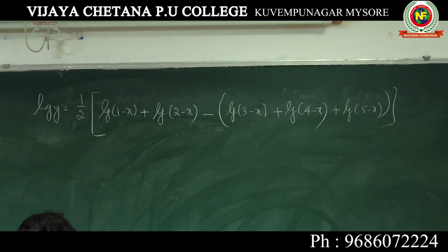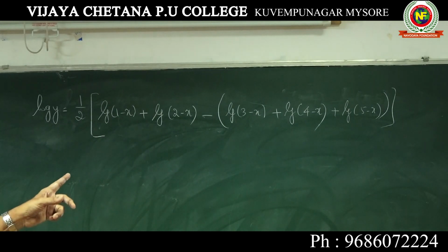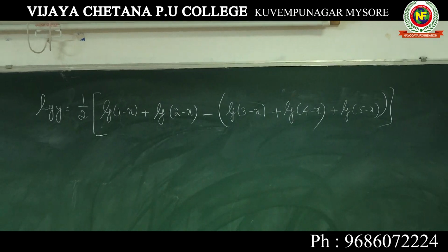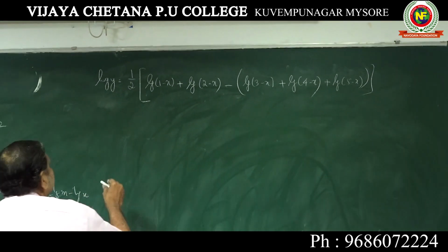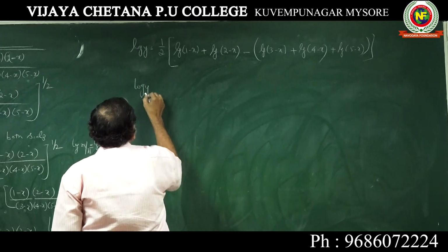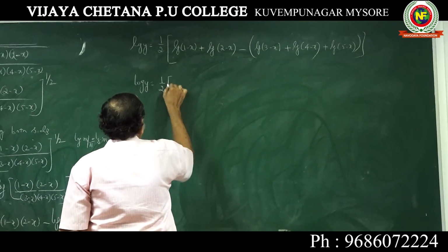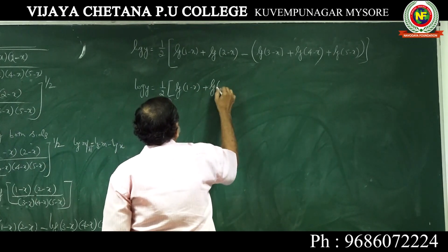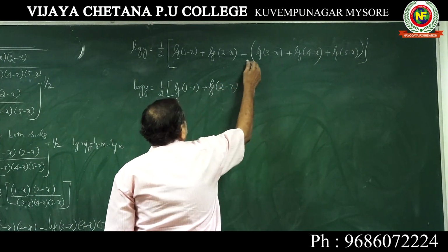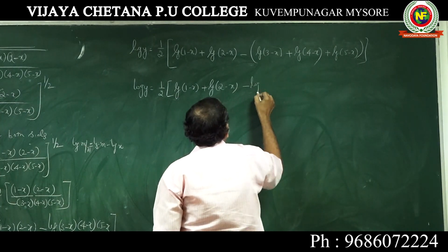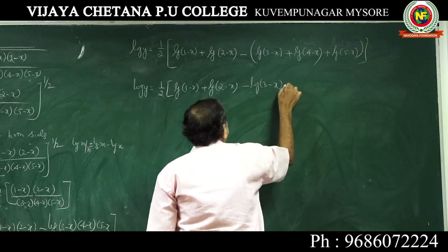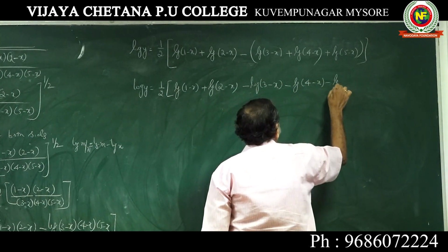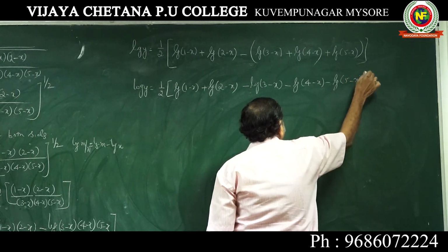Understood? Log mn can be written as log 3 minus x, minus should be removed outside, log 3 minus x plus log 4 minus x plus log 5 minus x. Now log y is equal to half into log 1 minus x plus log 2 minus x. Now minus is multiplied: minus log 3 minus x minus log 4 minus x minus log 5 minus x.